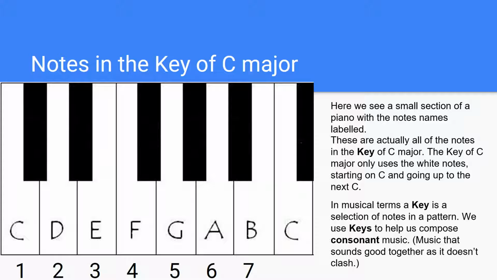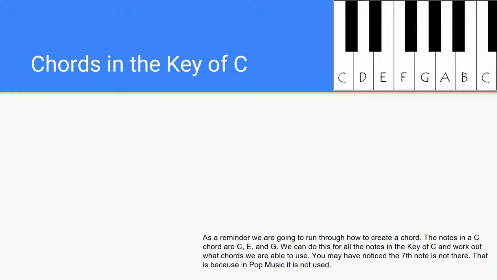In musical terms, a key is a selection of notes in a pattern. We use keys to help us compose consonant music. Consonant is music that sounds good together as it doesn't clash. An example. That was consonant music. Some clashing music would be. And now you've got a basic understanding of the idea of a key.